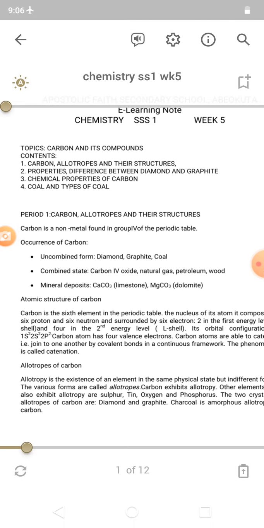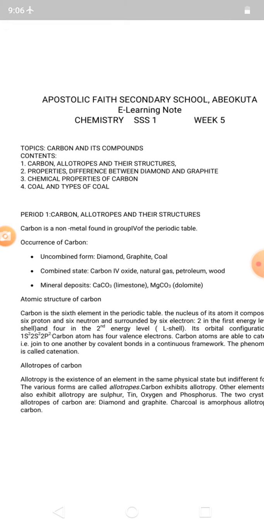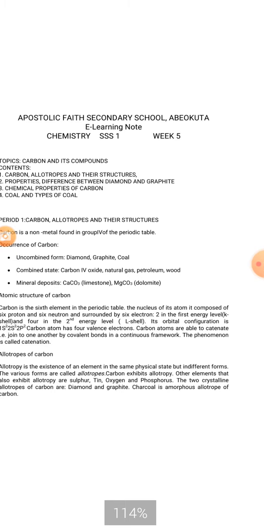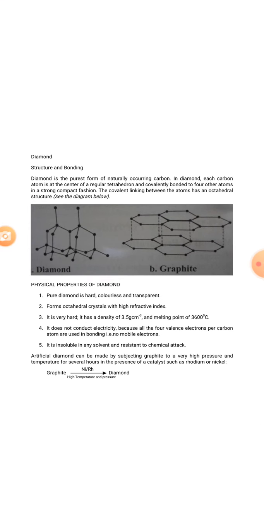So let's just go on. When you have crystalline form, it has a definite shape. When you have amorphous carbon, it has no definite shape. So examples of crystalline forms of carbon are diamond, and then we have graphite. So you see the structure of diamond there.